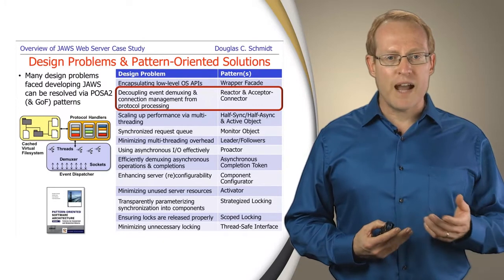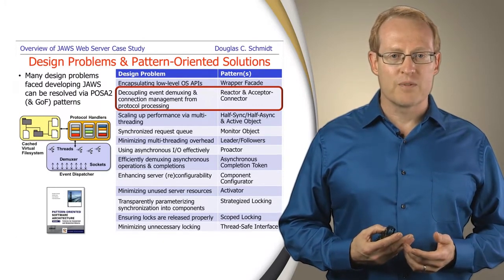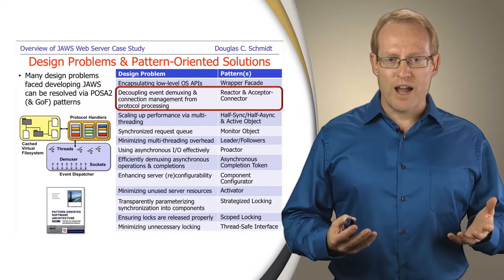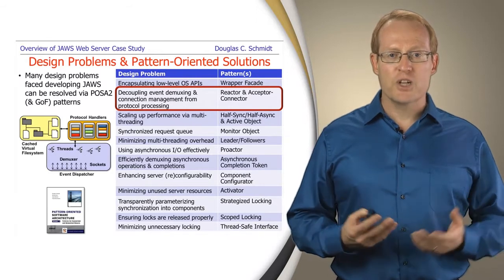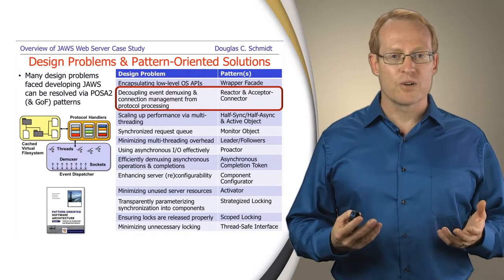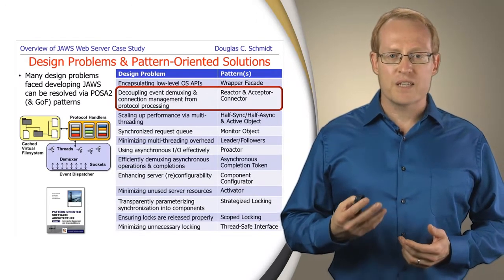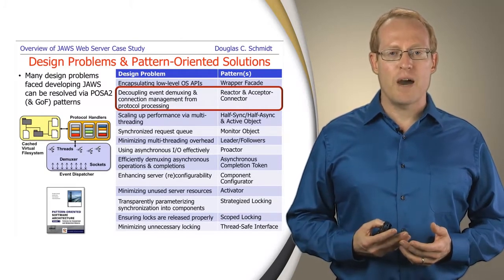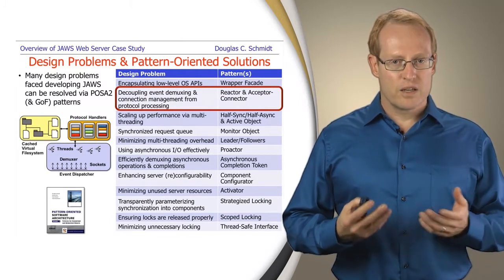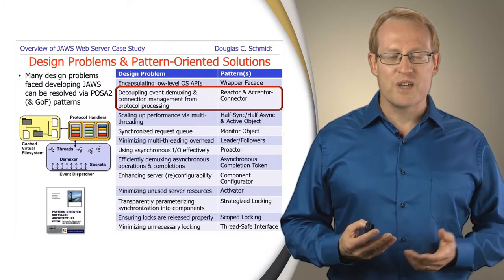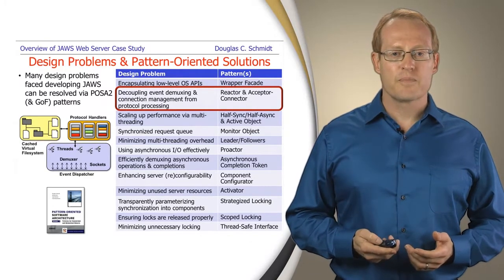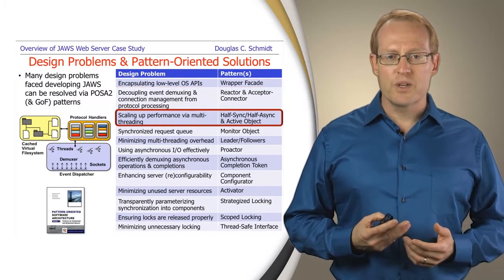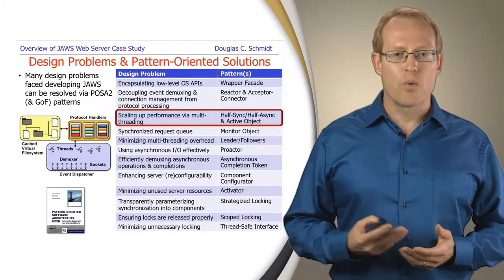We'll be talking about the reactor pattern, which is a pattern for being able to separate the low-level arrival of incoming events from the dispatching of those events to appropriate handlers. We'll also be talking about the acceptor connector pattern, which is a pattern for decoupling connection establishment and service initialization from protocol processing.